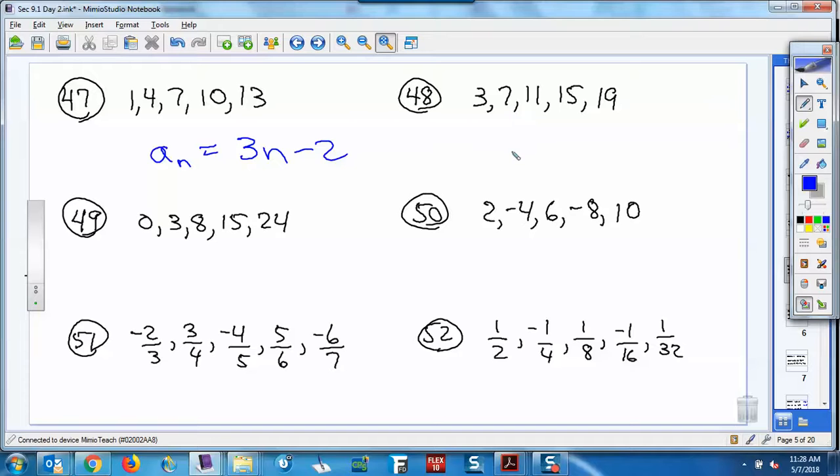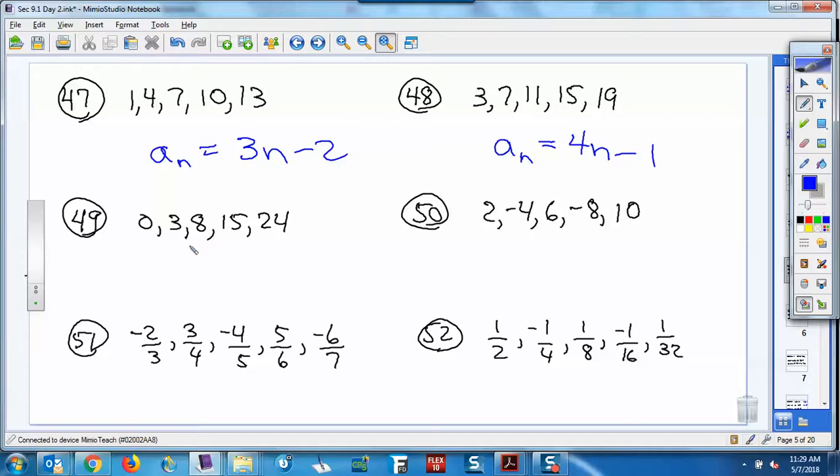What do you notice here? Adding 4. So that makes you think 4n. But you put a 1 in for n, you get 4. You didn't want 4, you wanted 3. So you're going to subtract 1. Put a 1 in, you get 3. Put a 2 in, you get 8 minus 1 is 7. Put a 3 in, you get 12 minus 1 is 11. On and on. It's working good.